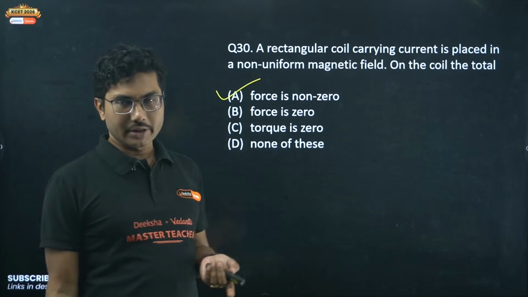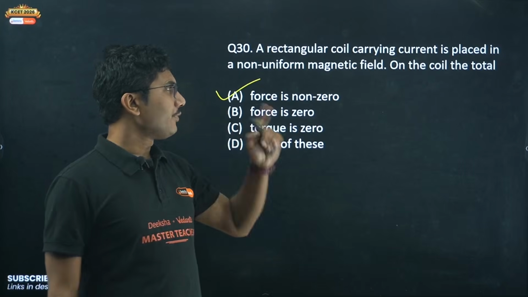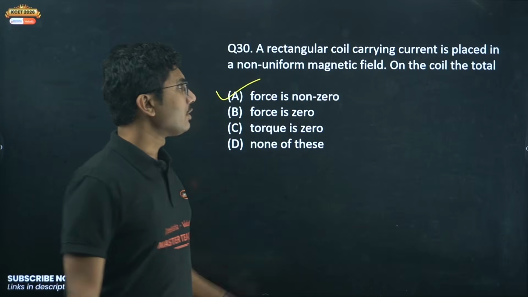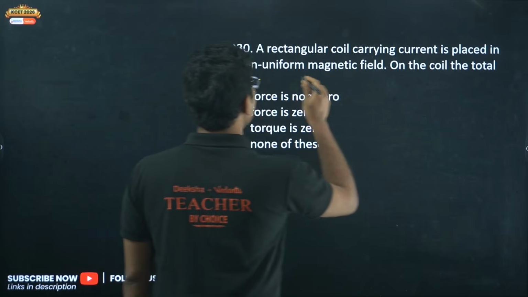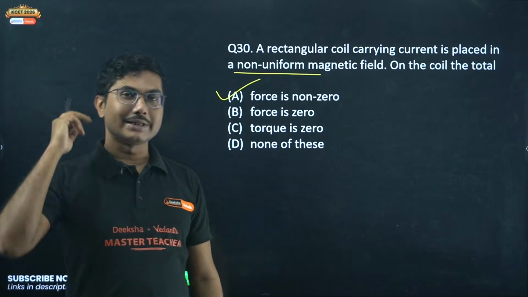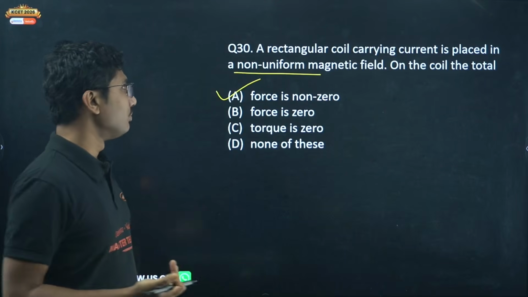Torque will not be 0 in any case. If it is a uniform magnetic field, the force is 0. If it is non-uniform, because in this question it is mentioned it is a non-uniform magnetic field, and a current carrying coil can be considered as a dipole, that means the force is not 0.